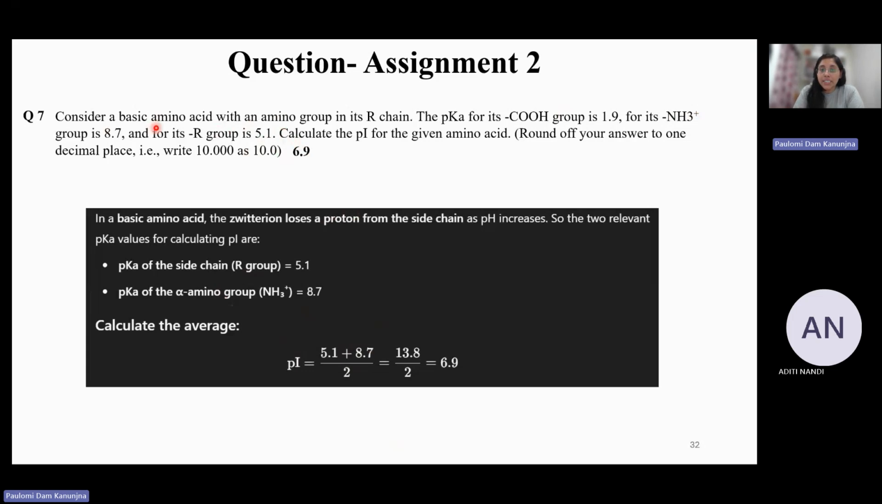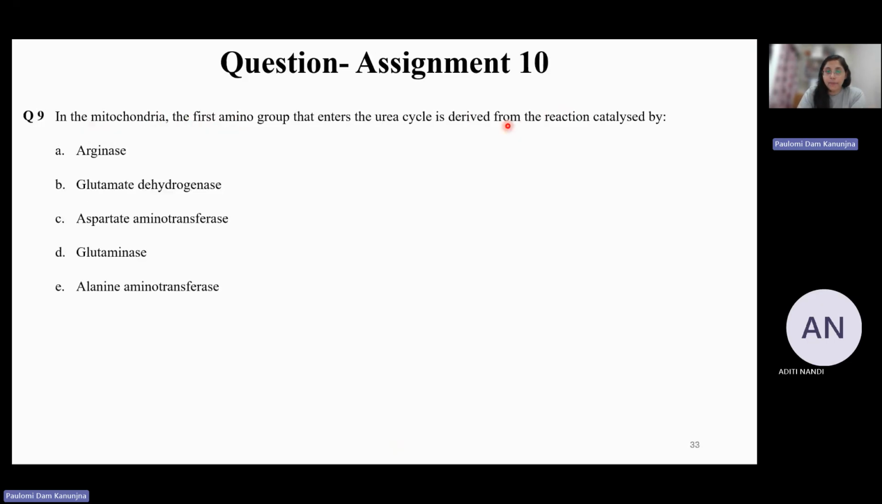So here, since it's a basic amino acid, we lose the proton from the side chain when your pH increases. So we take the higher one for 8.7 and we take the pKa of the R chain here, right? Not the COOH terminal. Okay, right. Next one. This is also an easy question.